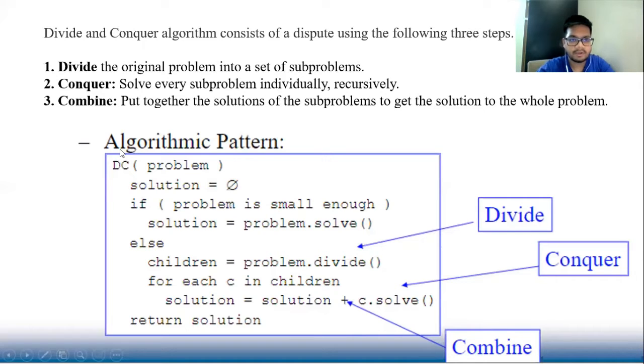Here we can see the algorithmic pattern or the pseudocode for the divide and conquer technique. First, we divide the problem into smaller problems and we conquer each problem, and then we combine every solution to get a solution for the whole problem.